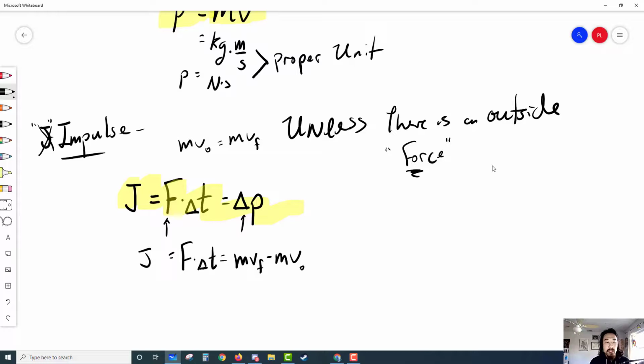And so if we were to take a look at this version of impulse, we can see why the units for momentum, Newton seconds, exist. Because the units for force is a Newton, and the units for time are seconds. And so the units for impulse is a Newton second, and impulse is simply the change in momentum. So I'm going to highlight this line right here.